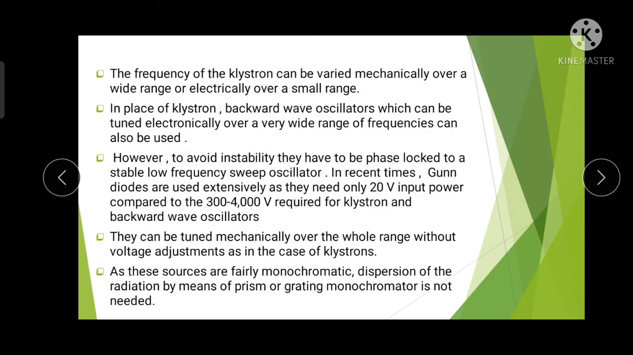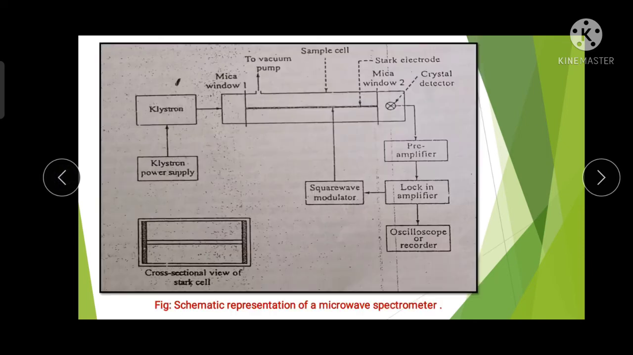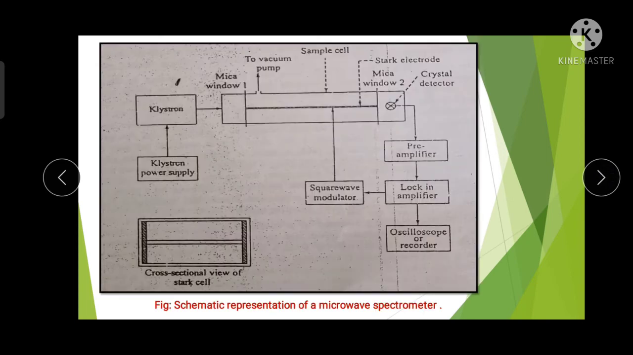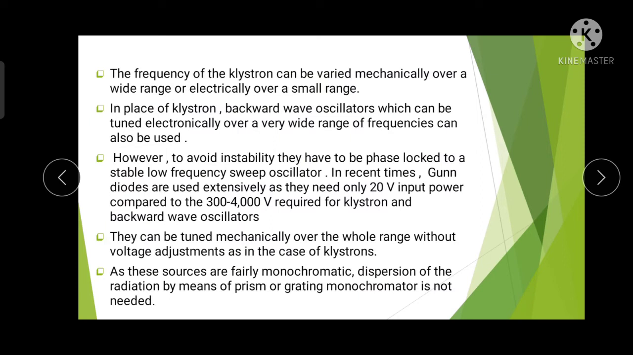The frequency of the klystron can be varied mechanically over a wide range or electrically over a small range. The first part is the source, the klystron source, which is a monochromatic microwave source. The frequency of the emitted microwave radiation can be varied mechanically over a wide range, and also electrically but over a small range.